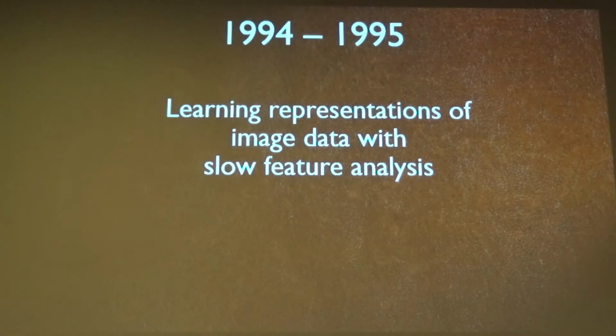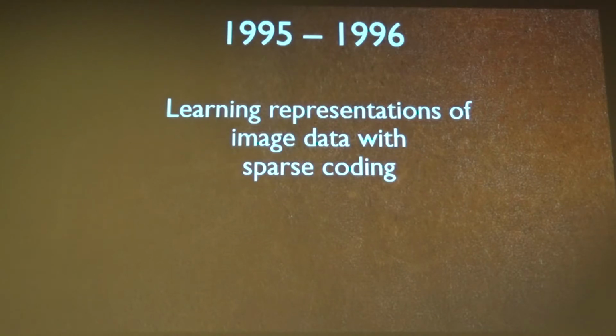And then I figured, well, the brain is using sparse coding, so I made my master's thesis about learning representations of image data with sparse coding. Less than a month after I had submitted my master's thesis, Olshausen and Field published their sparse coding paper in Nature. So I was completely overrun by the gurus, but I still thought that there's a lot of interesting stuff to do in there.